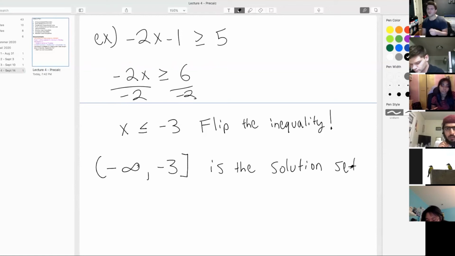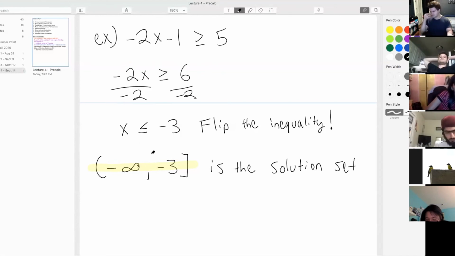Okay, so on the homeworks and exams, I'm just going to say express your solution using interval notation, and that just means I want you to write this. And these are the values that can be plugged into X. Exactly. Everything in this interval can be plugged into X, and they will solve the inequality.